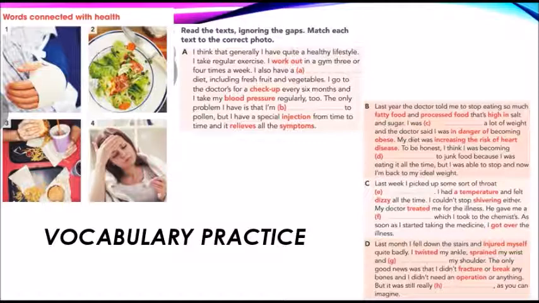Of course, you have to read the text firstly, and try to read the text ignoring the gaps. And after, try to match each text to the correct photo. Okay, stop the video and do the task. You may write your answers: 1, 2, 3, 4, A, B, C, or D.